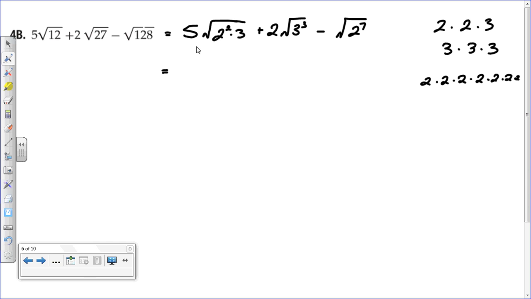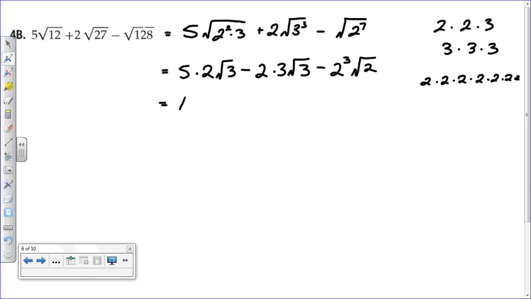Okay, and just as in the previous example, I can take out the 2 squared. It's going to become a 2 outside, so that's 5 times the 2 root 3. Okay, that is 3 to the third power. I'll take out 3 squared. That's just going to become 3 outside with a 3 remaining inside. And the square root of 2 to the 7th, well, think of that as 2 to the 6th times 2. Square root of 2 to the 6th is 2 to the 3rd. Now I'm left with a 2 inside there.